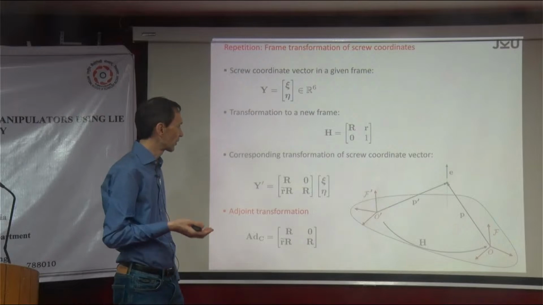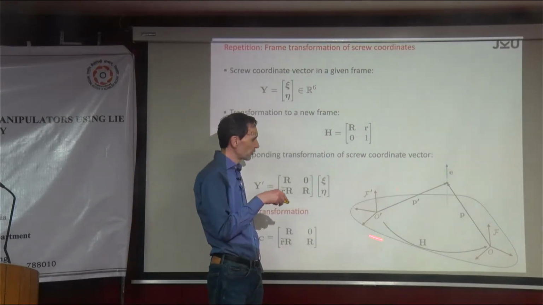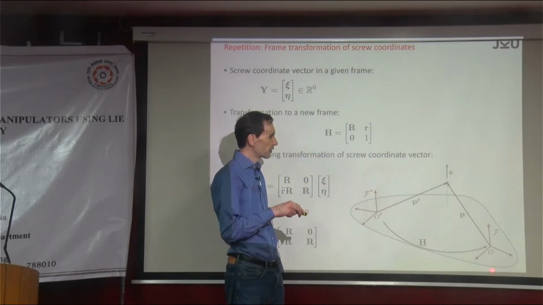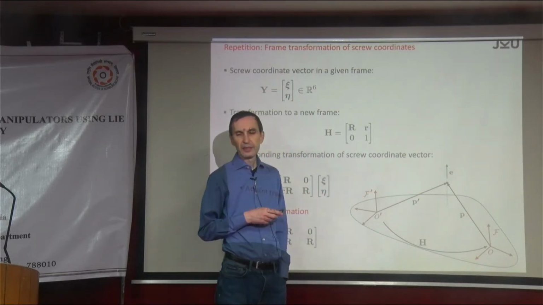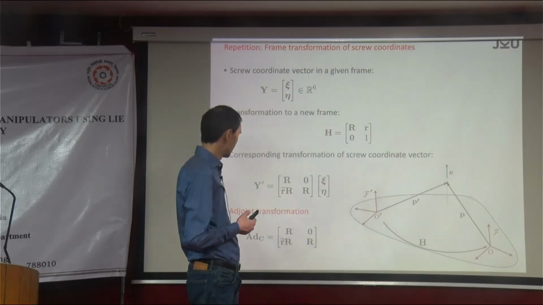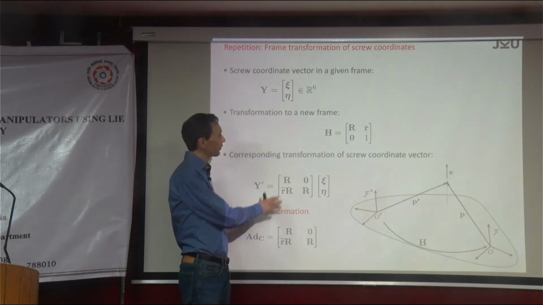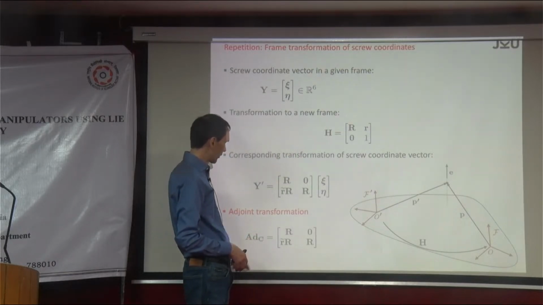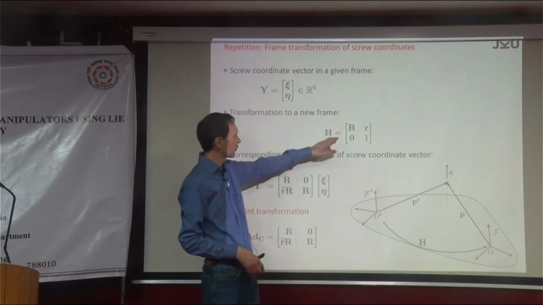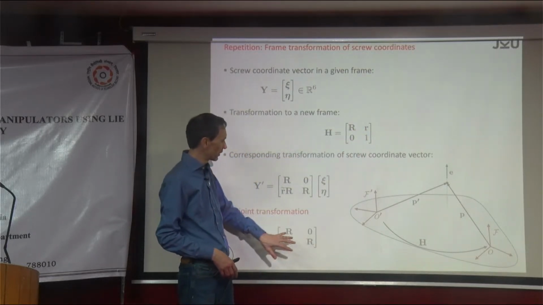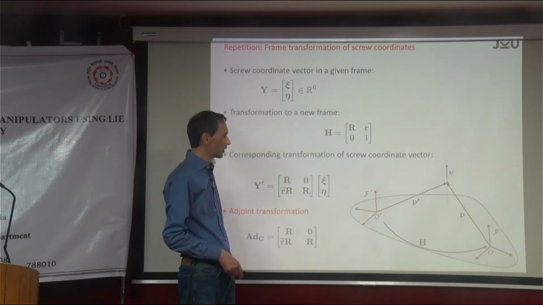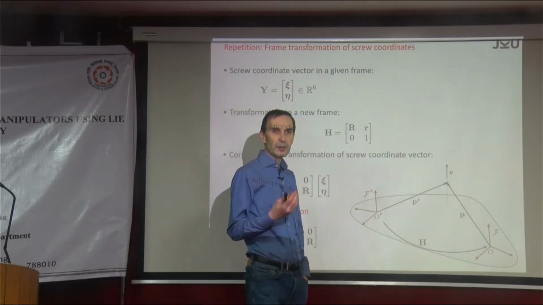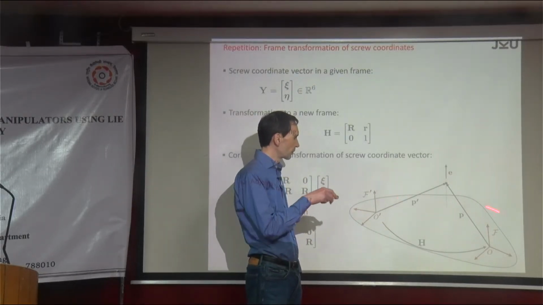And the same goes on the level of twists, that means velocities and screw coordinates. If you have a twist, omega and v, measured in this frame, you get it transformed into this frame by applying what we call the adjoint transformation. If you have a matrix H, sorry, that should be H instead of C, then you plug in the components of H, which are R and little r, and that transforms the screw coordinates, or the twist, from here to here.